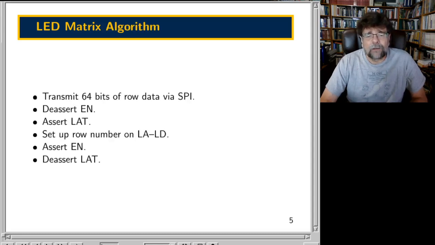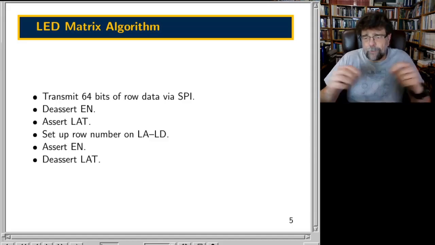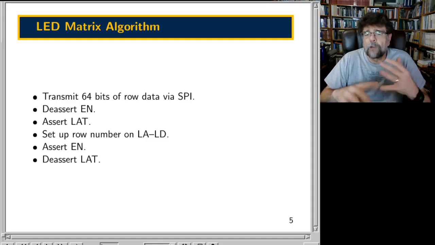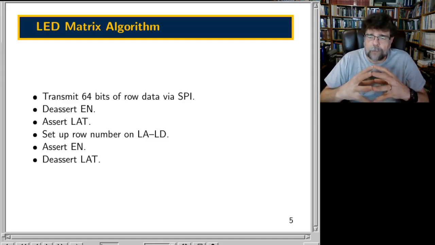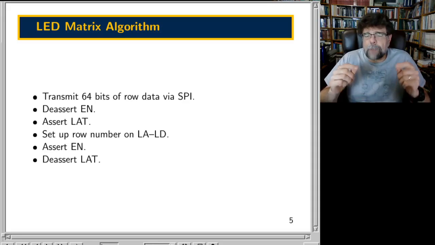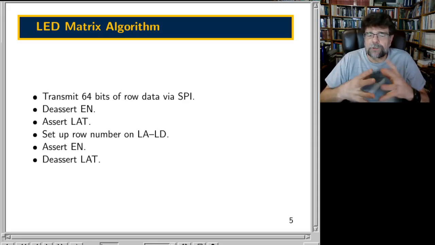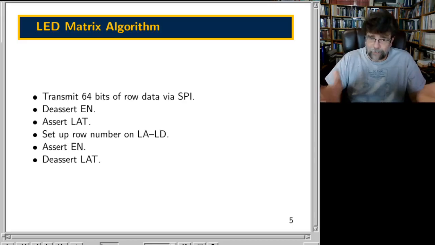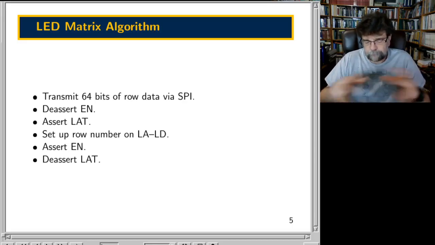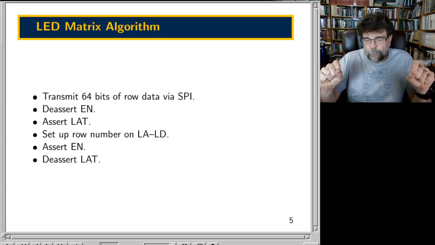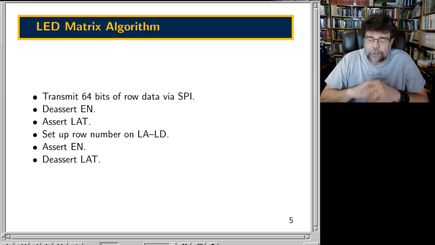Now, the basic algorithm that we're going to go through is this. We're going to transmit our 64 bits over the SPI interface. It turns out that the characteristics of the shift register chips in terms of polarity and phase of the clock matches mode 0 of SPI, which also happens to be the default mode on the Raspberry Pi when you bring it up. So that's going to be how we send a row of LED values.